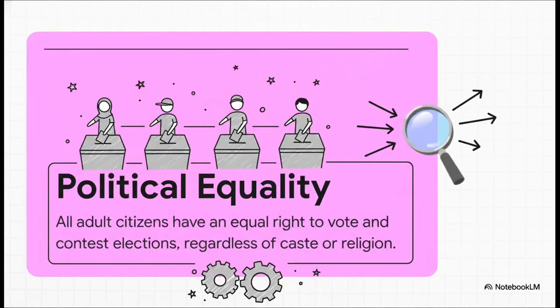Political equality is the absolute heart of democracy. It means that every single adult citizen gets an equal say. It doesn't matter who you are, how much money you have, or where you come from. When you step into that voting booth, your voice has the exact same weight as everyone else's. It's all captured in that simple but incredibly powerful idea: one person, one vote, one value.